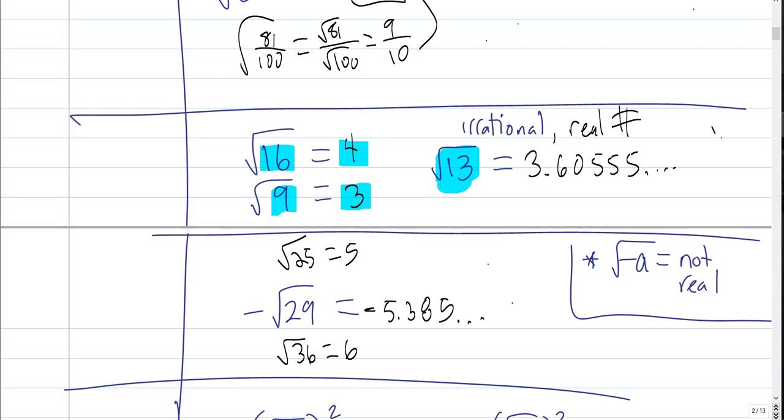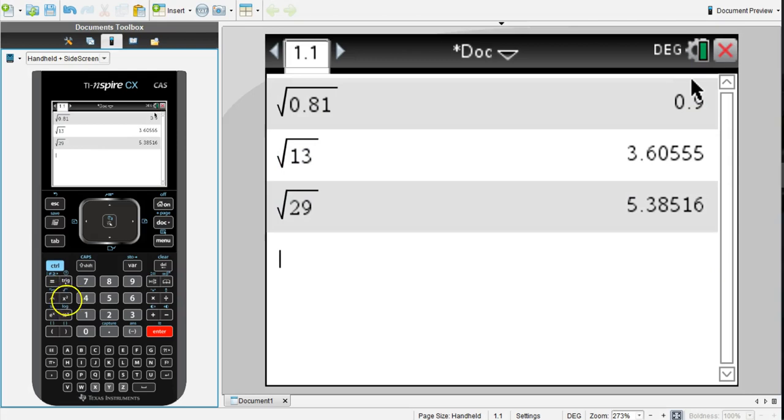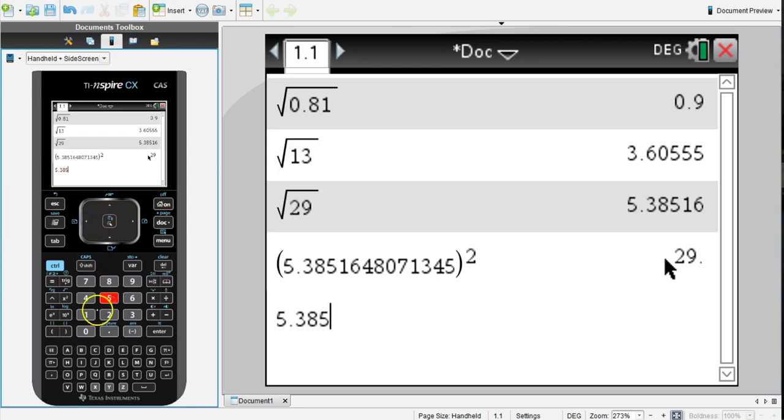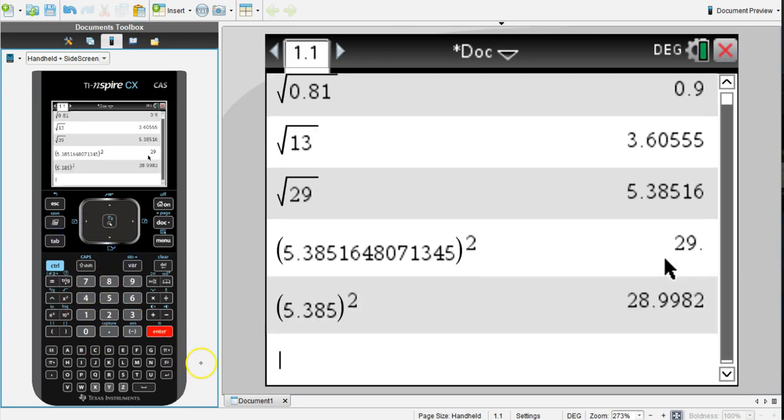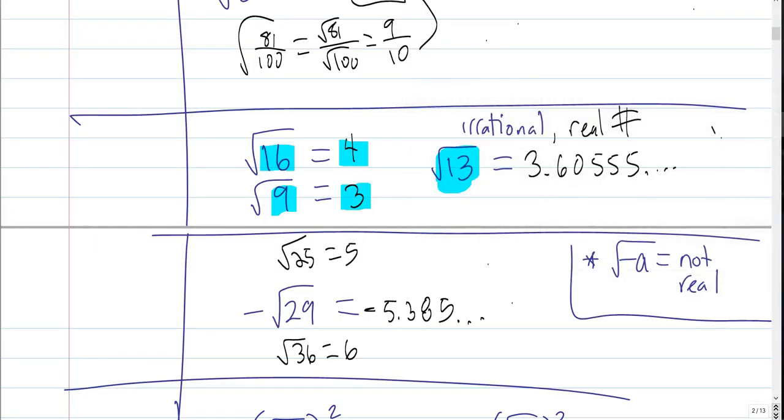But is it real? Does that number times itself make 29? Absolutely. I can take that answer and I can square it. And it is 29. That number times itself is 29. Now keep in mind the calculator is keeping way more decimals than this for real. So if we did round it off to 5.385 and we squared it, it's not going to be exactly 29. There's some round off error there. But the more decimals we keep, the closer we're going to get to the exact answer. Okay? And that is a real number. There is a real number that times itself makes 29.